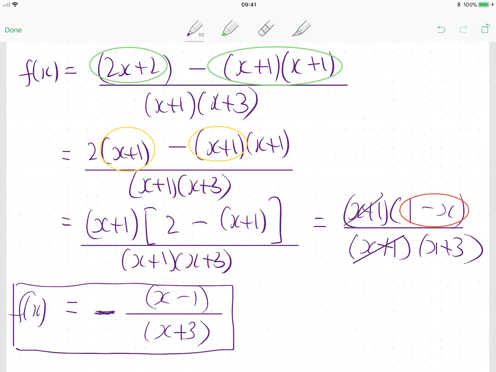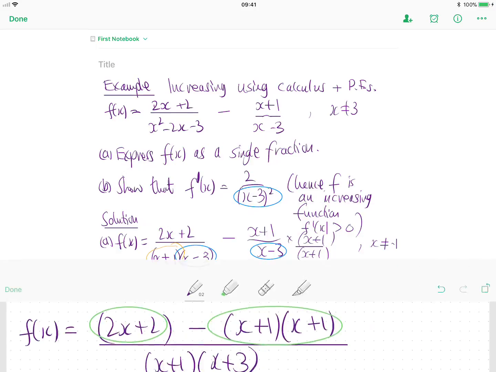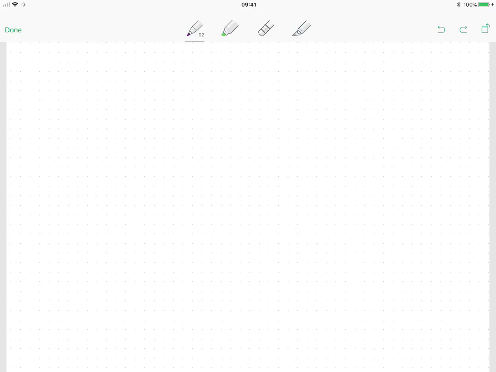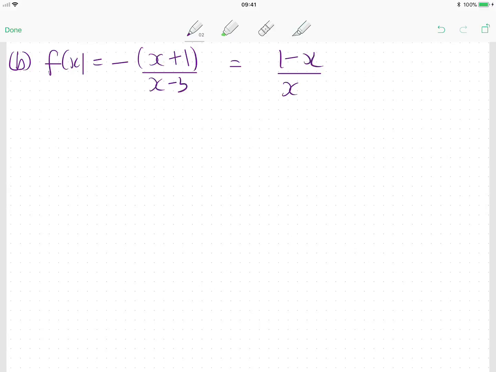Okay, let's take a deep breath before we look at B. Part B, we need to differentiate this and show that it's never negative, it's non-negative. So let's start a clean page. Let's just remind ourselves on this clean page for part B, our function is minus x plus 1 all divided by x take away 3, which is the same as 1 take away x, over x take away 3, and we need to find the derivative.